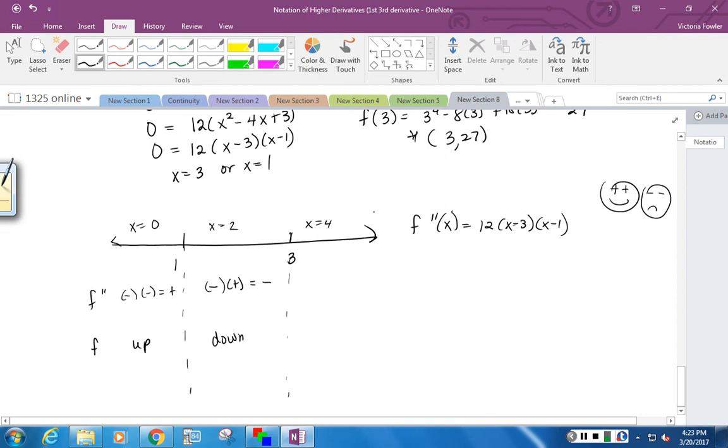I'm also going to do this for something on the other side of 3 to the right. And so I'm going to plug in 4. 4 minus 3 is positive. 4 minus 1 is positive. A positive times a positive is a positive, and so my function is concave up. So I've got my points of inflection, and now I can say that the function is concave up anywhere I test from negative infinity up to 1, and it looks like on the interval from 3 to infinity. My function is going to be concave down anywhere between 1 and 3.